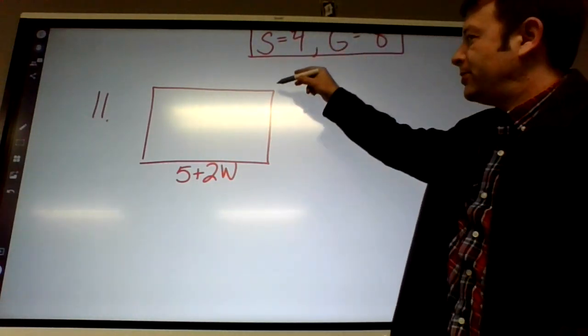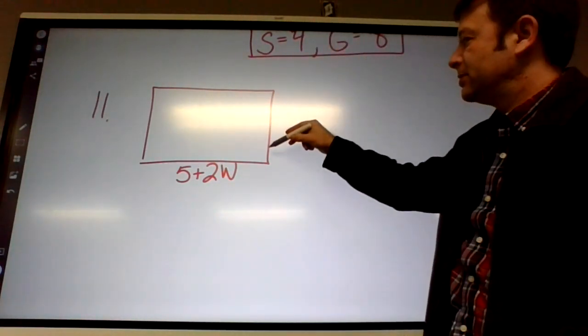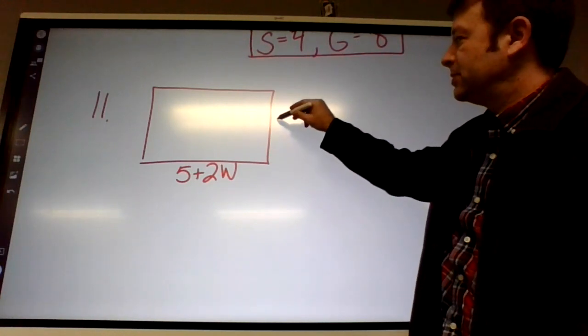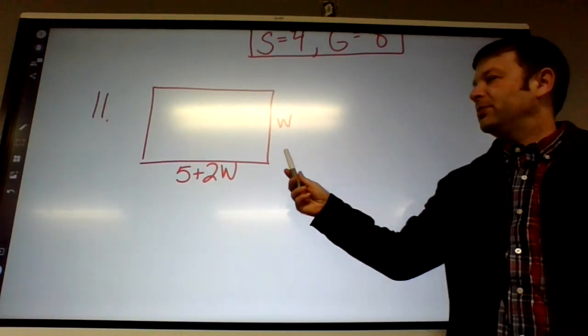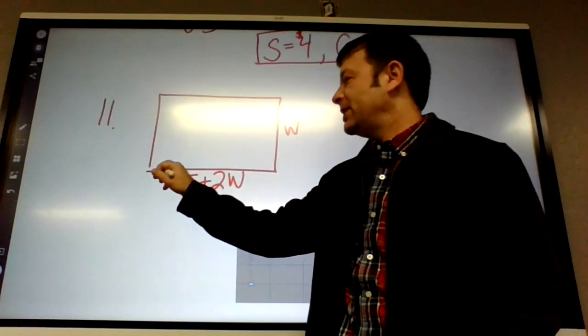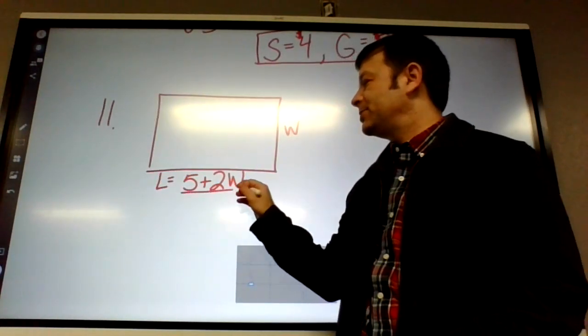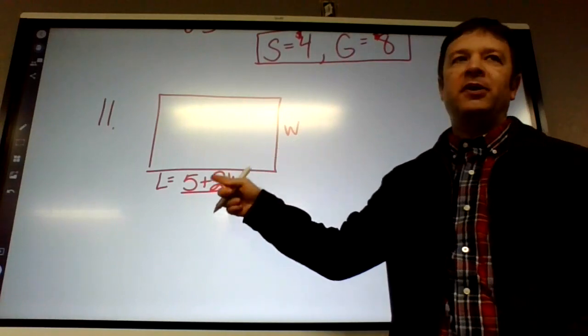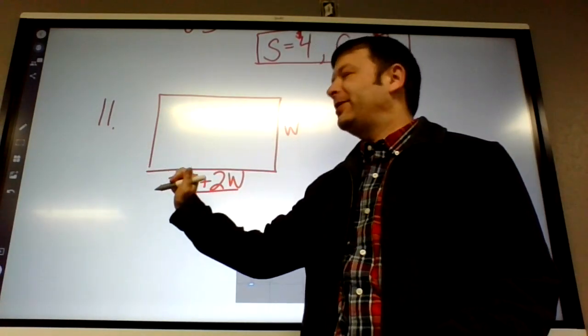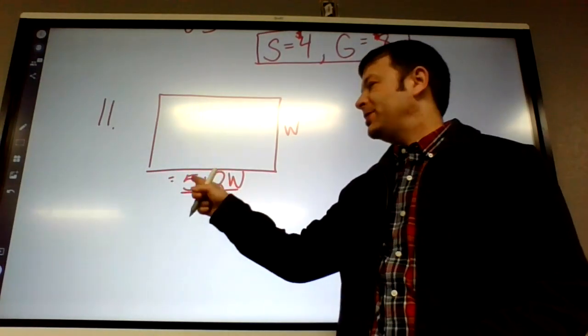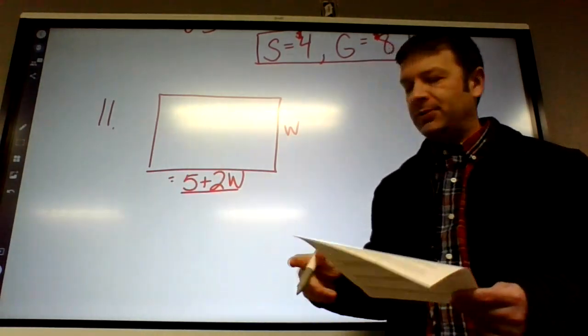Okay, what could I call the width? W. Okay, so why did I change L into 5 plus 2W? So now we just have one variable. We don't need the L. It's kind of like I already did the substitution. I replaced L with 5 plus 2W.